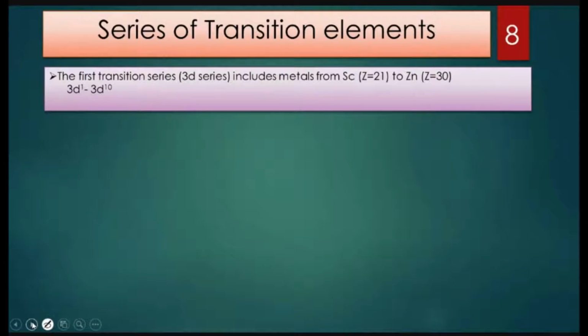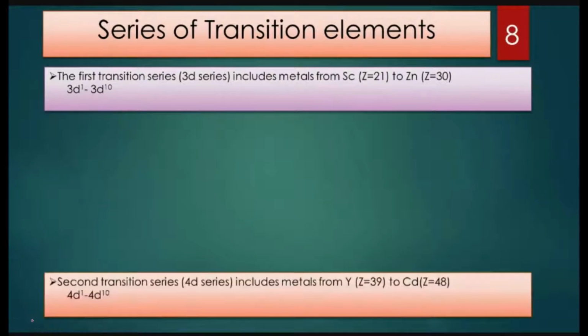Here there are four transition series of elements: the first transition series, second transition series, third transition series, and fourth transition series. The first transition series includes the elements from scandium to zinc. In the previous slide I have shown you that the first transition series elements are also called 3d transition series of elements, because in these elements the 3d orbital is progressively filled from 3d1 to 3d10.